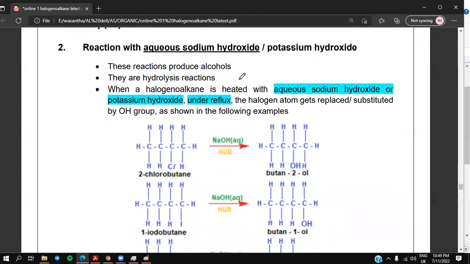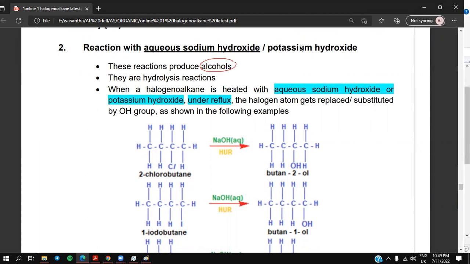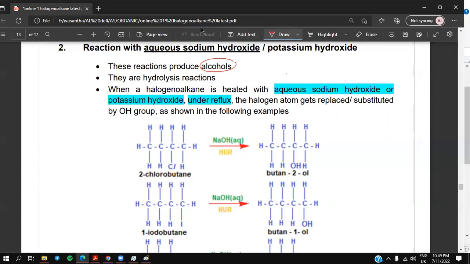The first reaction is about reacting a halogenoalkane with alcoholic sodium hydroxide. Now I go to a condition where we use aqueous sodium hydroxide. The difference is in these reactions, alcohols are produced. Alcohols are produced, and these are called hydrolysis reactions.